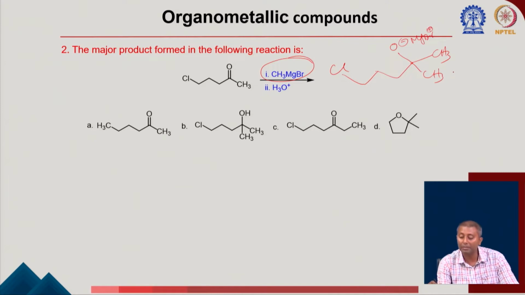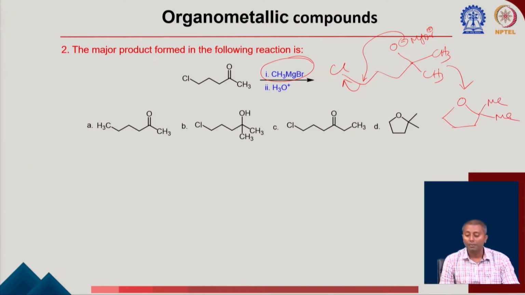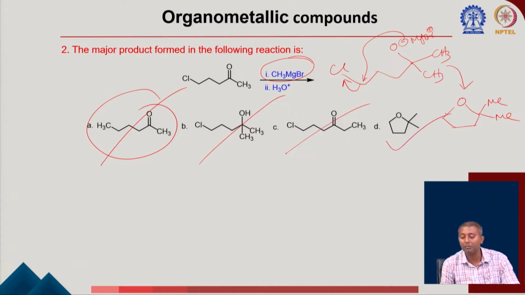But then what is going to happen? This is not going to stop here. As you can see, there is a leaving group, a carbon chlorine bond. The O minus can go for an intramolecular SN2 reaction to generate the corresponding tetrahydrofuran. So this cannot be the product, this is also not the product, and option D is the product. This is the correct answer.